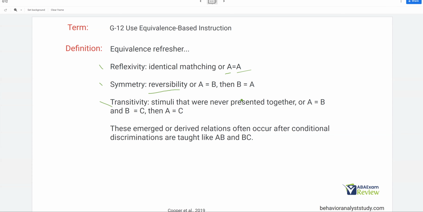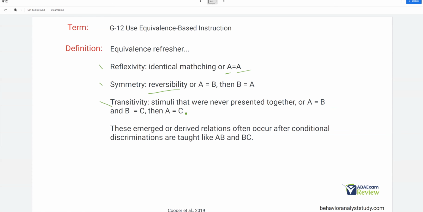And then transitivity, the highest level of stimulus equivalence. These are stimuli that were never presented together, but end up forming a relationship. So if A has a relationship with B, and B has a relationship with C, therefore A is going to have a relationship with C. And so you'll typically see it written A equals B. But if you think of it in terms of A has a relationship with B, and B has a relationship with C, therefore A has a relationship with C, it might make a little more sense. But again, it's going to be individualized, whatever helps you remember it.